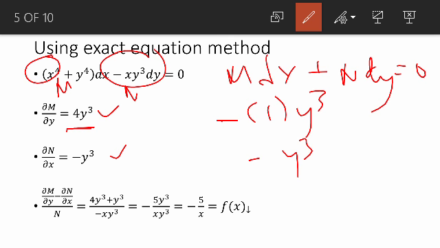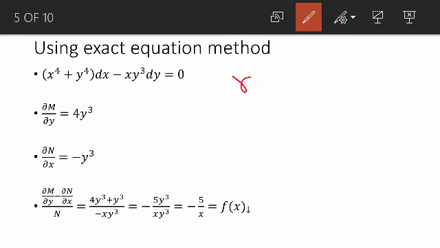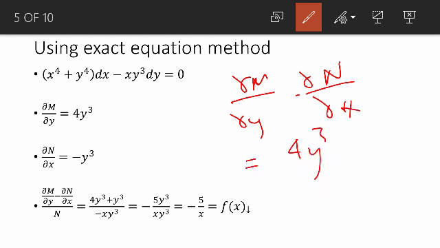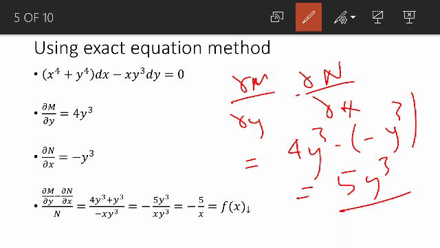So, we can see that in this case here, we can start by subtracting dM over dy minus dN over dx, okay, and that gives us 4y cubed minus minus y cubed, okay, and that is equal to 5y cubed. Now we observe that when we divide this 5y cubed by N, which is minus xy cubed, okay, what do we have? We get minus 5 over x, which is a function of x.